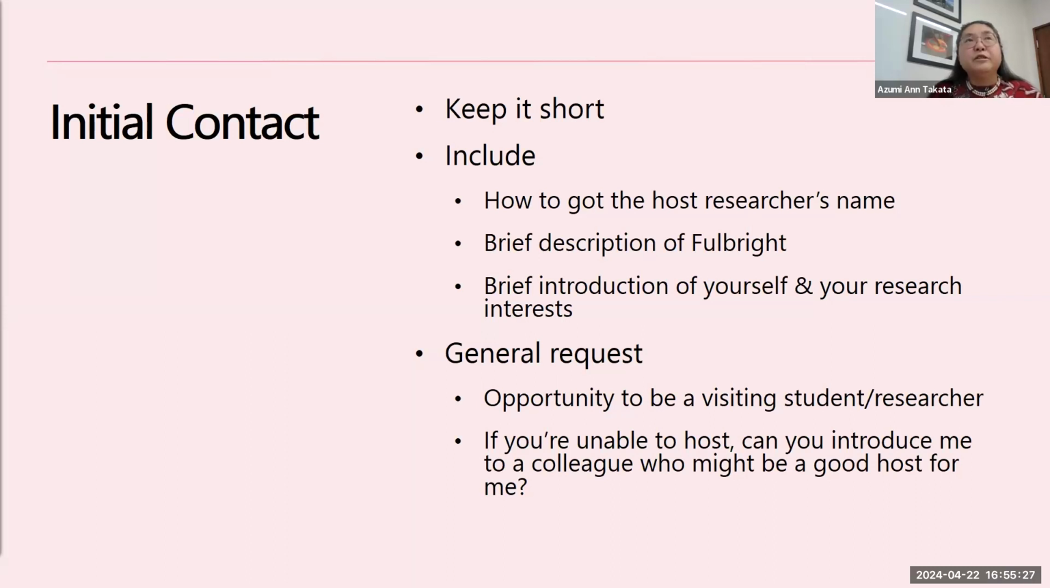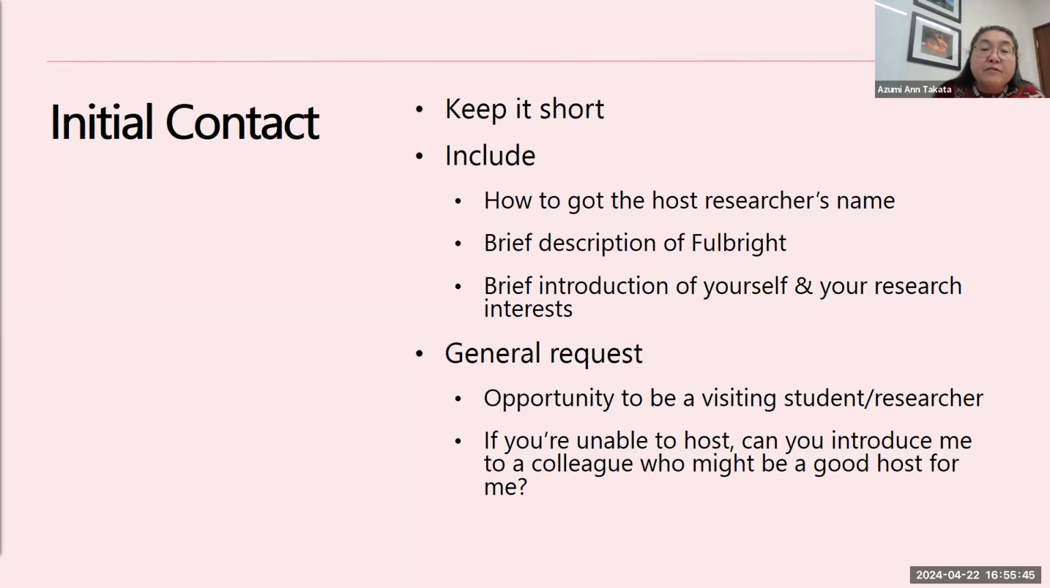Be concise about what you're interested in. And then if you get a positive response, especially that they're interested in potentially having you, then you can have a more detailed discussion about the project and the affiliation letter and those kinds of things.